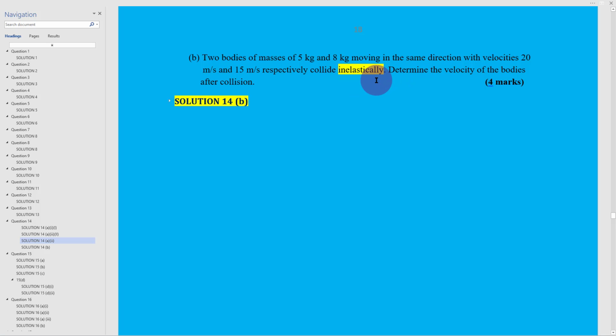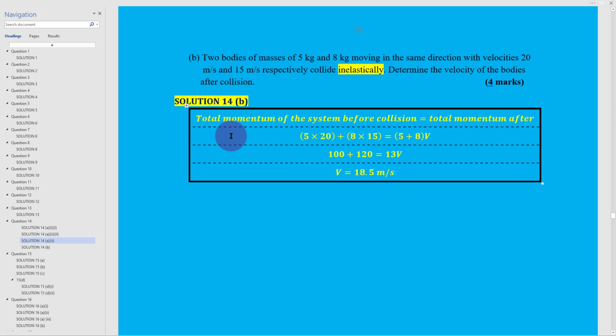So they are going to coalesce. They are going to stick together. So this is the situation that I have. In this question, we will apply the principle of conservation of momentum, which states that total momentum of the system before collision is equal to total momentum of the system after collision.